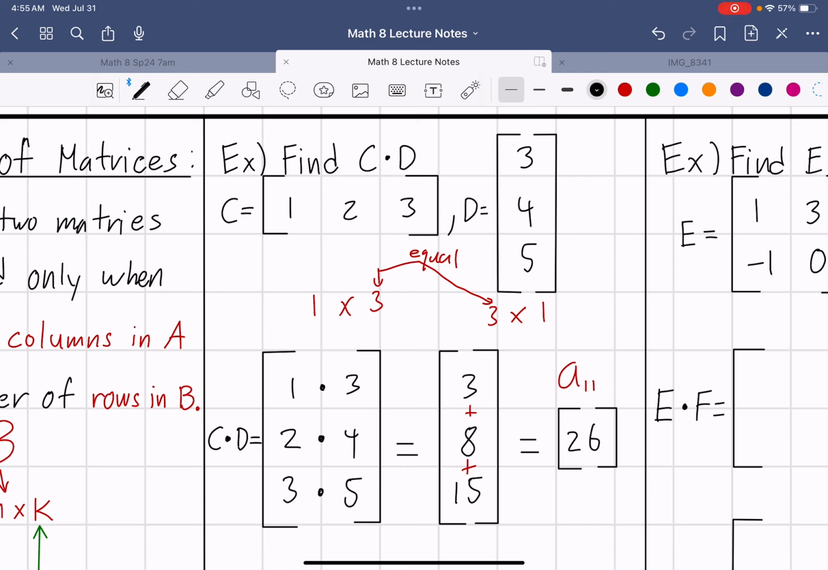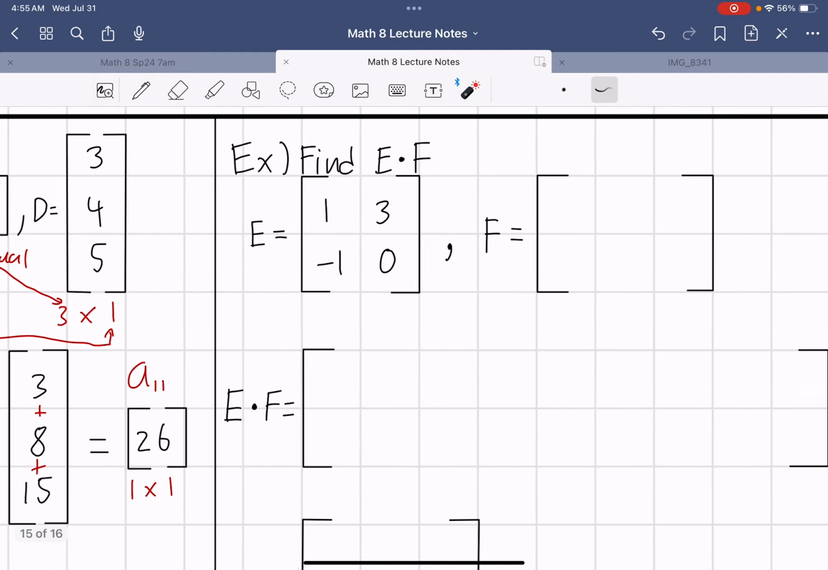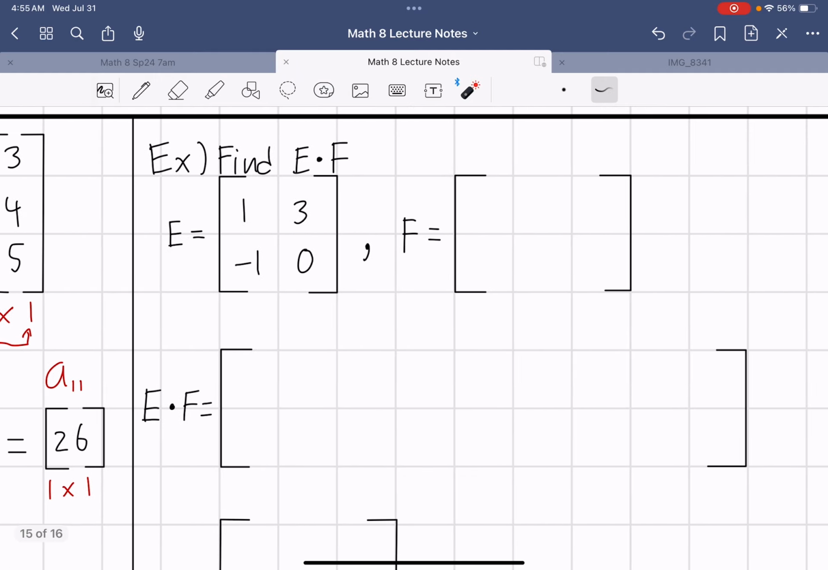But because of how small it is, it does make it tricky to understand. But remember what I said, that the outer dimensions give your resulting matrix. There is one row here and one column. Hence, row and column. That's why there's only one entry. Now, we move on to another example.